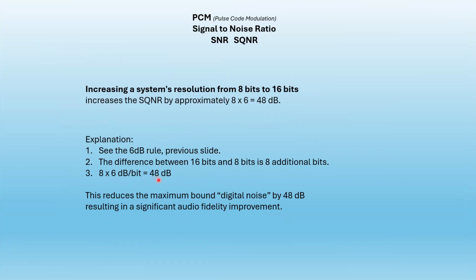Now, is that 48 decibels the overall signal to noise ratio? No, it is the improvement from having, if you are listening to an 8-bit system and then you're listening to the same song in 16 bits, then you're going to have an improvement of the noise reduction by 48 dBs. What type of noise? Digital noise reduction.